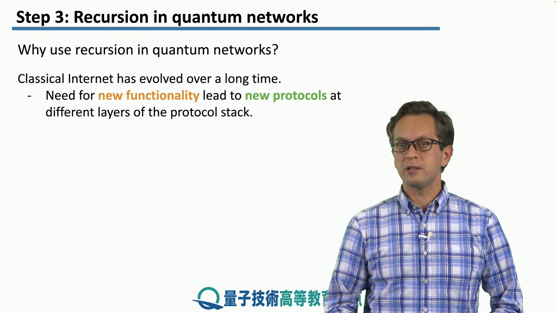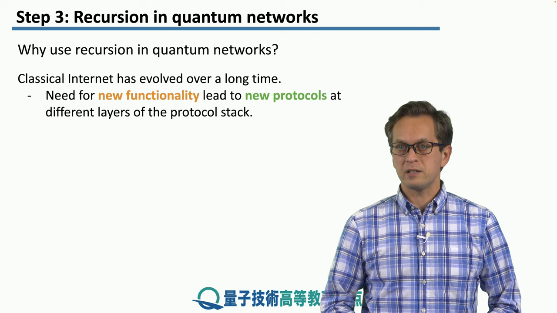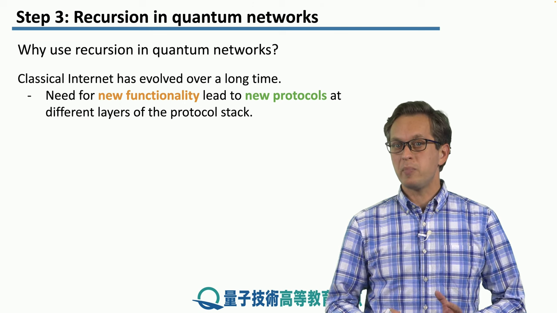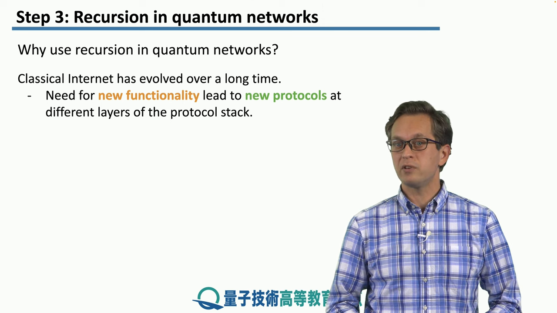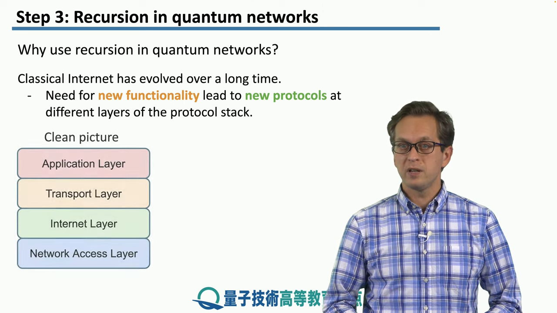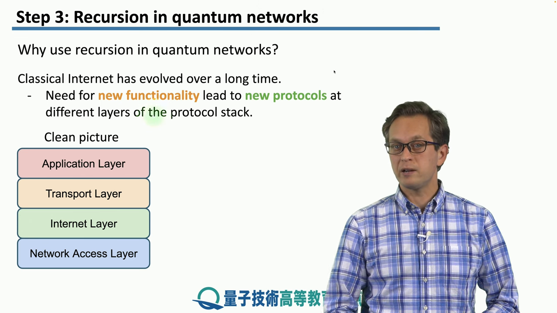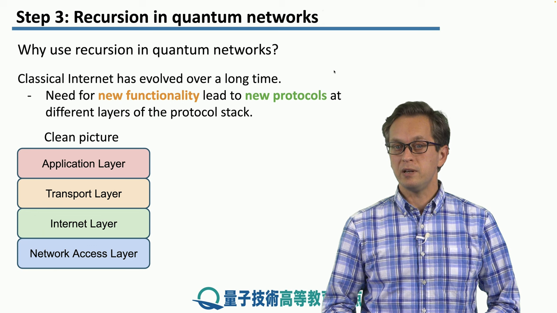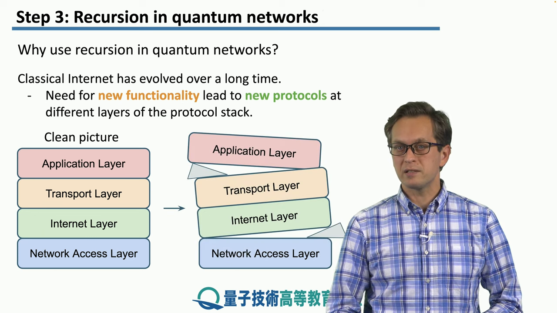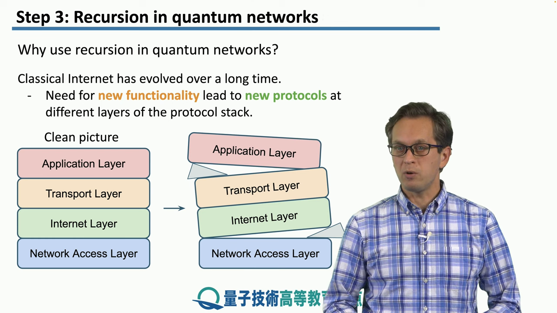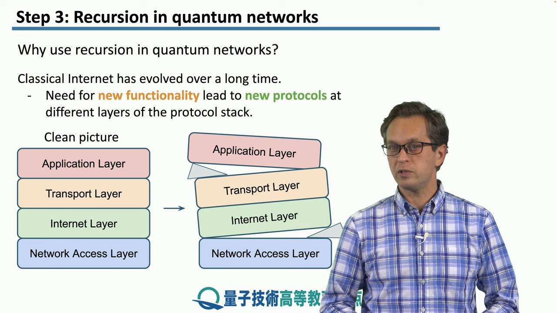So classical internet has evolved over a long time. Initially, it started as a nice and simple picture, but there was need for new functionality that led to new protocols at different layers of the protocol stack. So this clean picture in the TCP/IP model of four layers for application, transport, internet, and network access looks more or less something like this. It's not so neat anymore, where all these wedges represent new protocols that don't quite fit neatly into one of these layers.